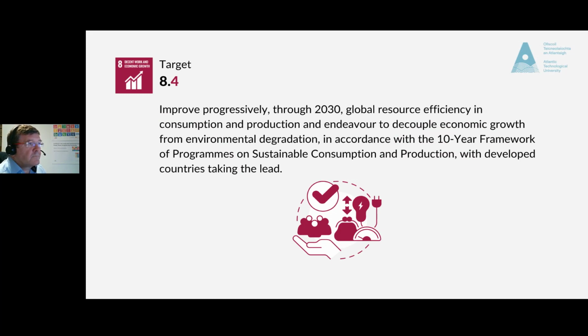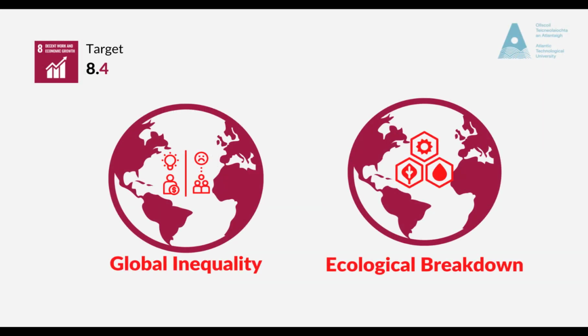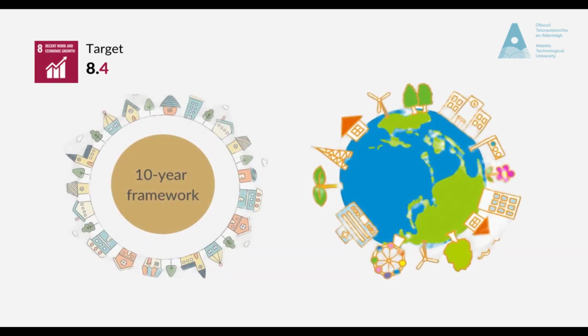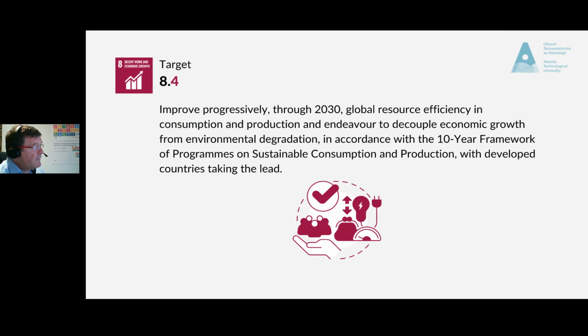Target 8.4. Improve progressively through 2030 global resource efficiency in consumption and production and endeavour to decouple economic growth from environmental degradation, as we spoke about before, in accordance with the 10-year framework of programs on sustainable consumption and production, with developed countries taking the lead. If you think back to Unit 1, where we looked at the impact of our economically driven world, the linear economy and global overshoot day, we can see the need to increase GDP, but of course we cannot do this with an environmental cost, so that's something we have to be very careful about.